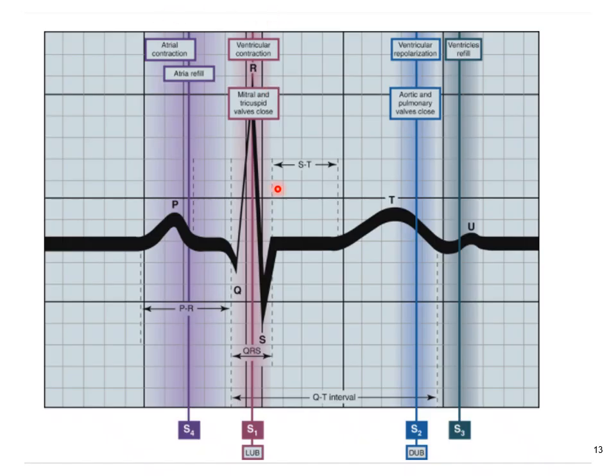Now around this area too, but it's covered because the QRS is too strong and the ventricular contraction is too strong. Around this area too is where the atrial relaxation is happening. Okay, so ventricular contraction here and then atrial relaxation of the atrium.